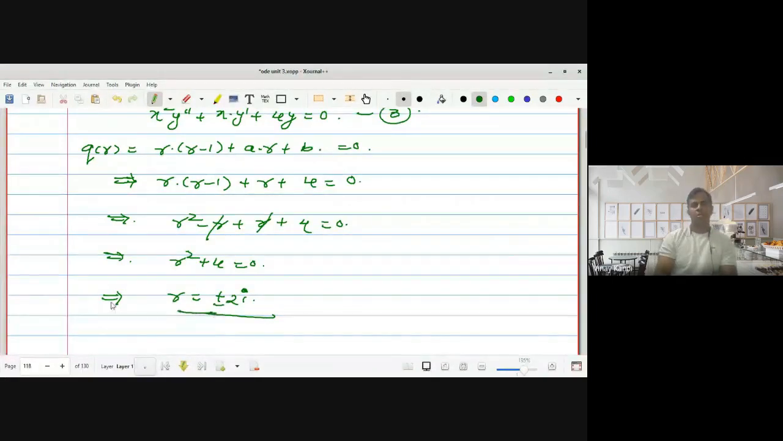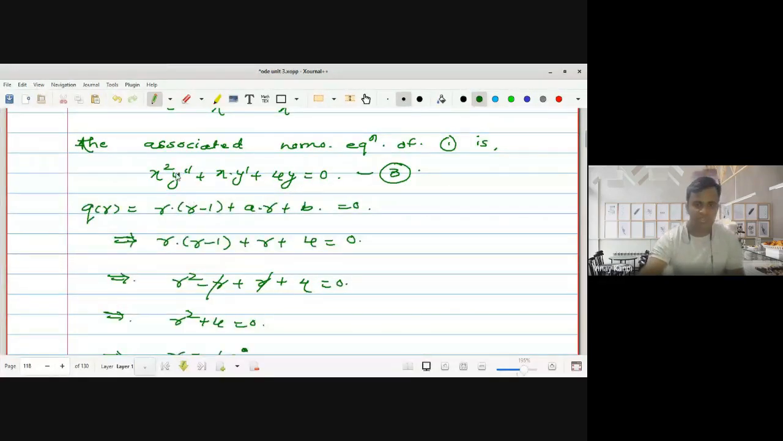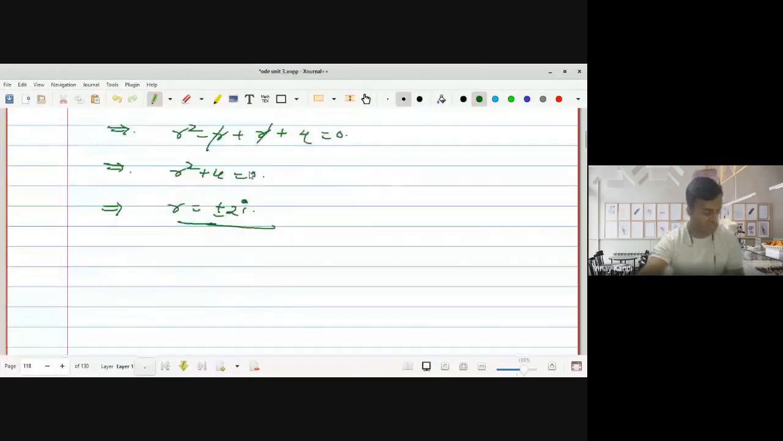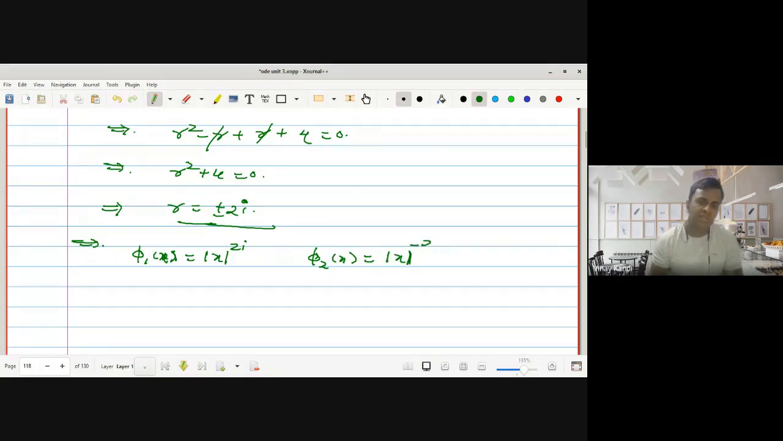Okay, remember that when any polynomial has complex roots, they come in conjugate pairs. A single complex root will never come alone; its corresponding conjugate pair also comes. Hence the required solution of 3, the complementary function, we have to find. So that implies phi 1 of x is equal to mod of x raised to 2i. This is also true for complex values, we proved this in part 1 case 1. And phi 2 of x is equal to mod x raised to minus 2i.